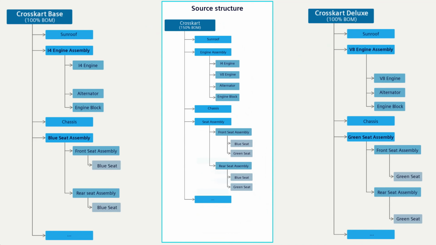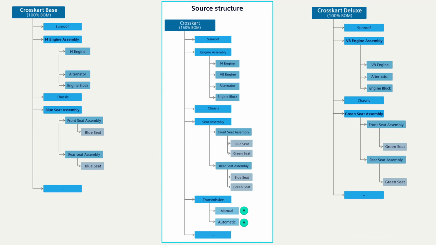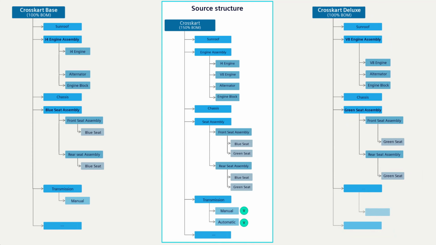Now, consider that you update the source structure, Crosscard, to add transmission, a new part that has variability. As you updated Crosscard, its solution variant must also be updated. You can also choose to create a solution variant for transmission.